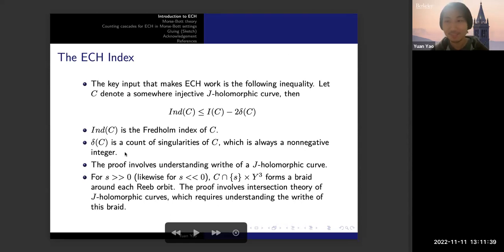Okay, so let me then just describe this in words. Where does the writhe of a J-holomorphic curve come from?